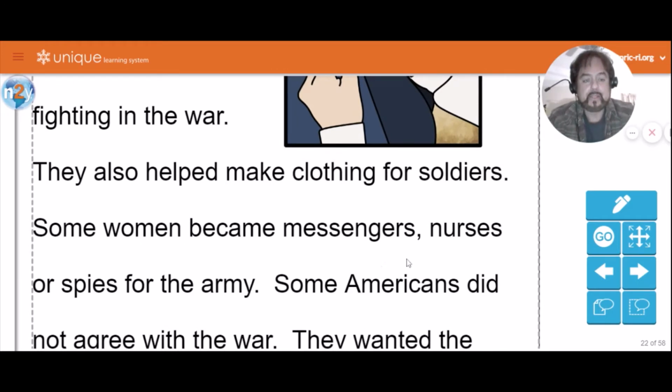Some women became messengers. Messengers are people who took paper messages and snuck them across the country during the war. They also became nurses or spies for the army. Spies are people who act like they're your friend, and they actually are listening and watching and getting information for the enemy.